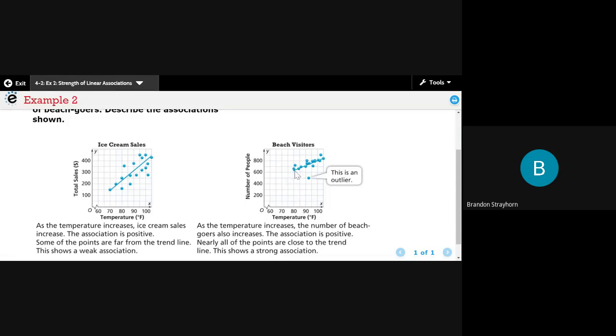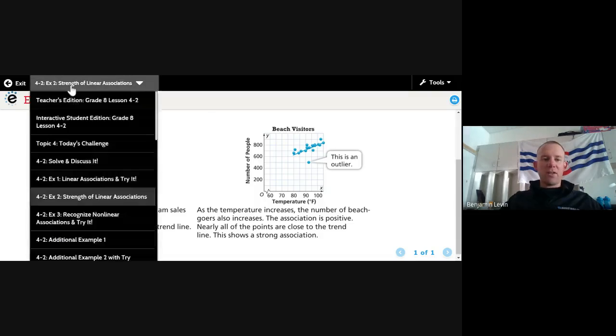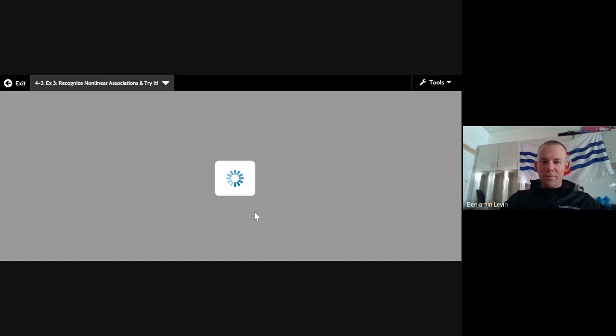I'm trying to find the one that was. This one was nonlinear, right? It's a curve. There is an association, but you have to draw a curved line. So this would be a nonlinear association, right? Let's go to. All right, here's the one. This one's linear, and it let us draw on it, right?